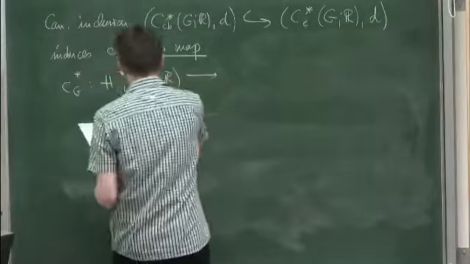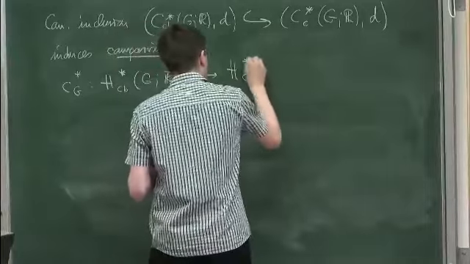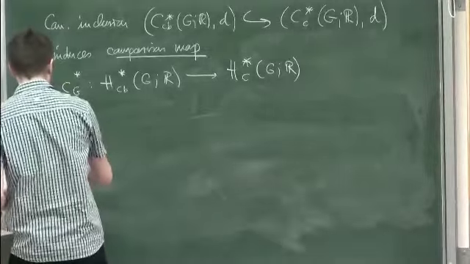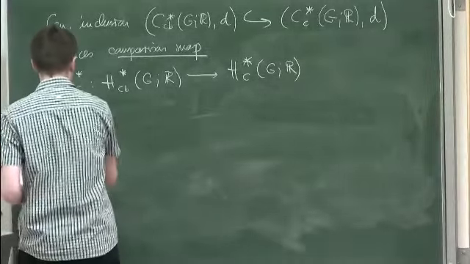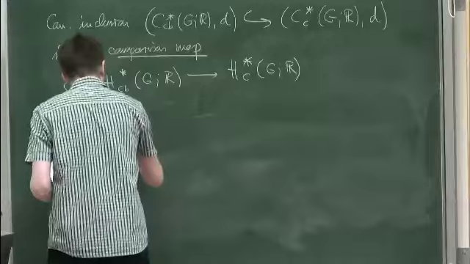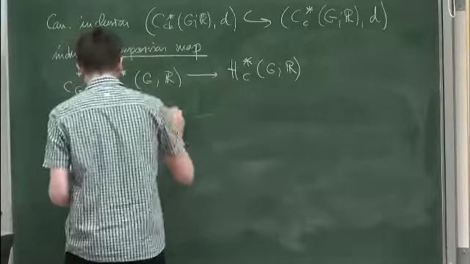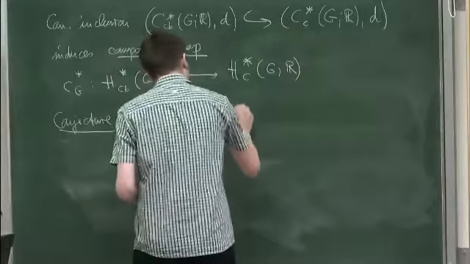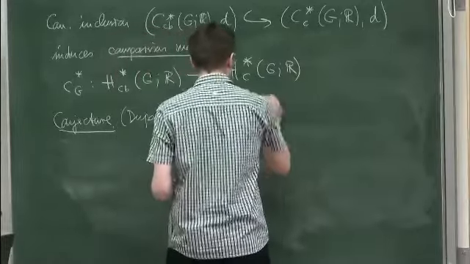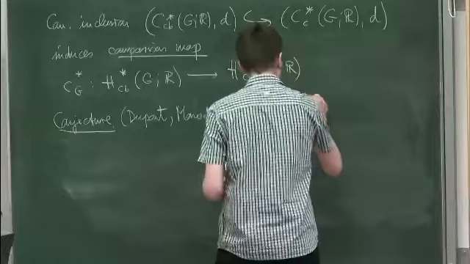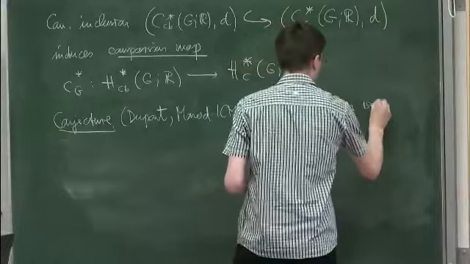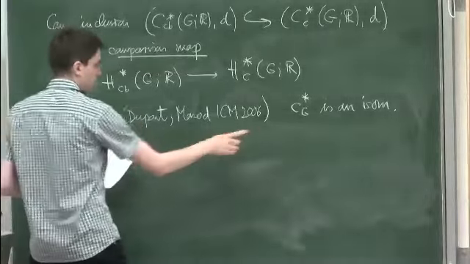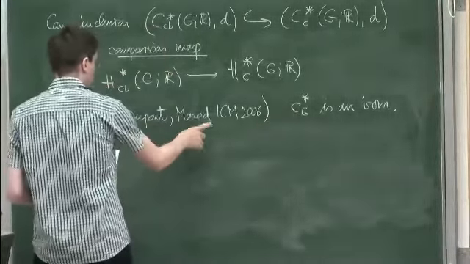This comparison map goes from the continuous bounded cohomology to the continuous cohomology of G. And there's a big conjecture, which is probably the main conjecture in this theory, which is due to Dupont and made it on the ICM 2006. So the statement is this comparison map is always an isomorphism. Actually, Dupont conjectured this some time ago concerning surjectivity of this map, and Monod conjectured injectivity.